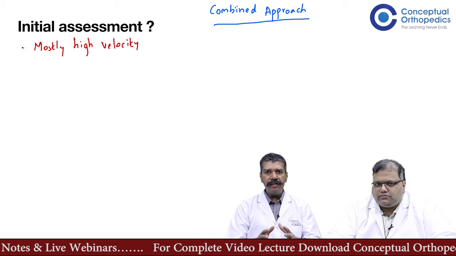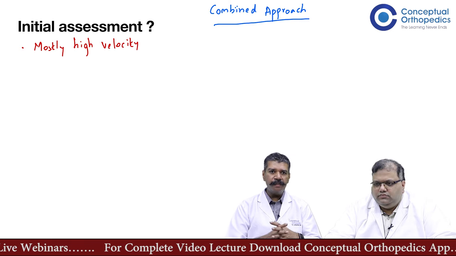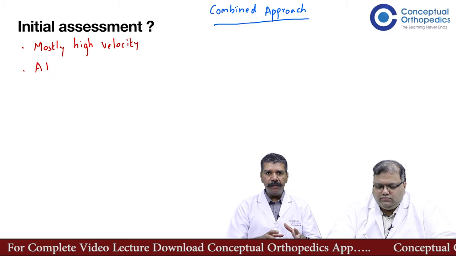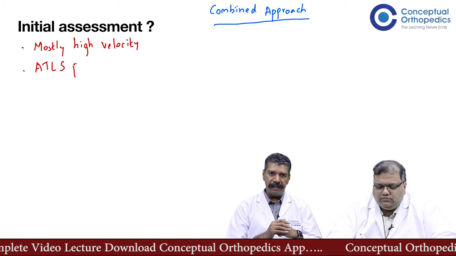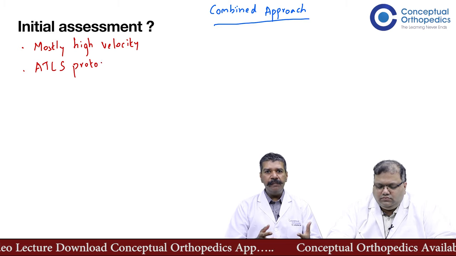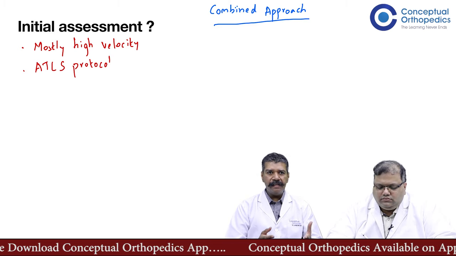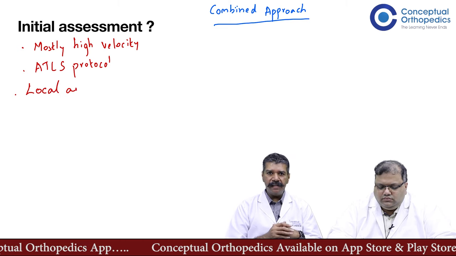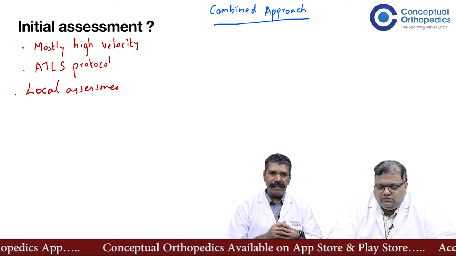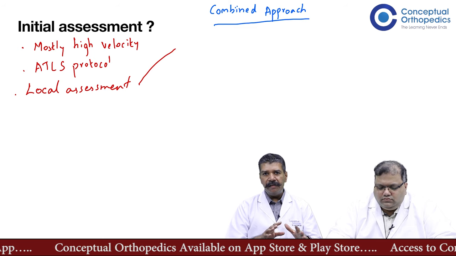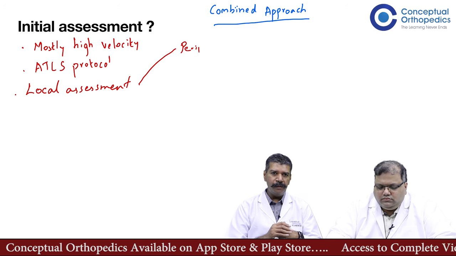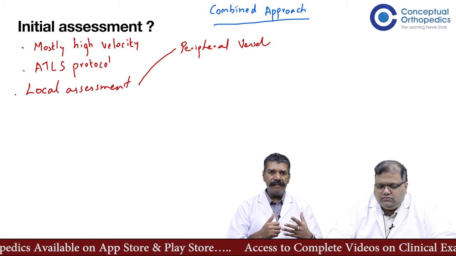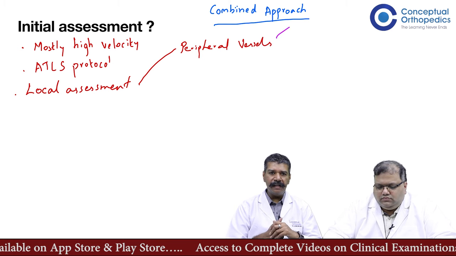I'm assuming that the initial assessment in terms of the ATLS protocol, the airway, breathing, circulation, has been done, and we are referring to the initial assessment in orthopedic terms. Now, the very first thing to assess is if there is any threat to the limb. And that is best assessed through assessment of peripheral vascular pulses. There's a lot of debate on whether to do an angiography, whether to do a Doppler, whether to do any other form of invasive or non-invasive vascular study to assess limb vascularity.